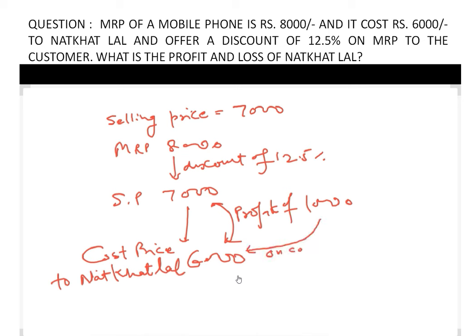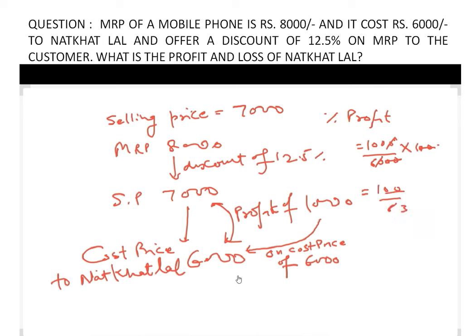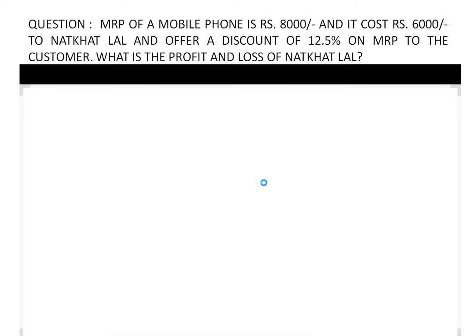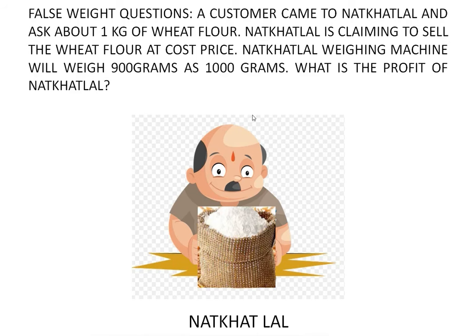And then what is the cost price? 6,000. So we have to find out the percentage profit. So percentage profit will be 1,000 upon 6,000 into 100. So it will come out to be 50 by 3 percent. 16 and 2 by 3% will be the right answer. So this question is itself asked in many competitive exams. So in the next question we will discuss false weight questions.